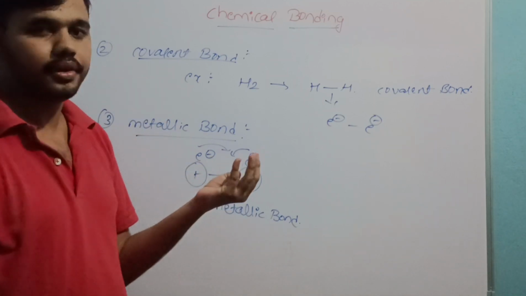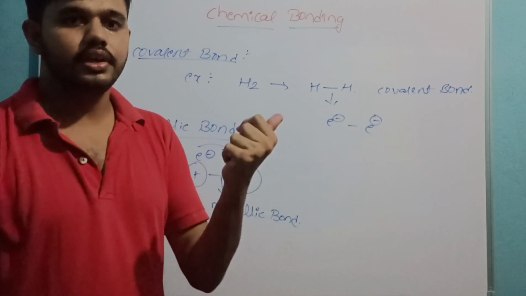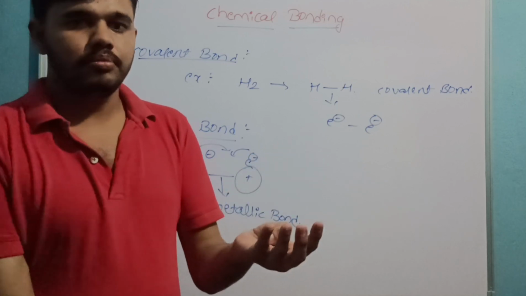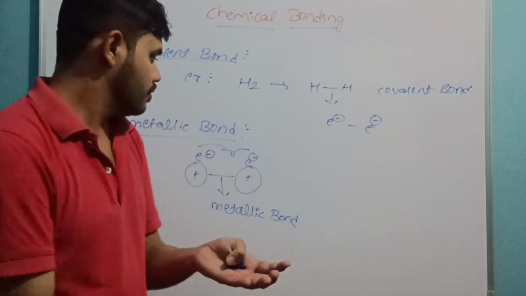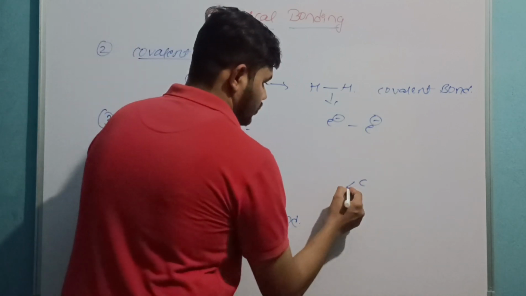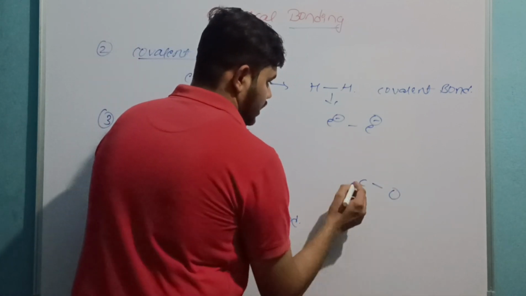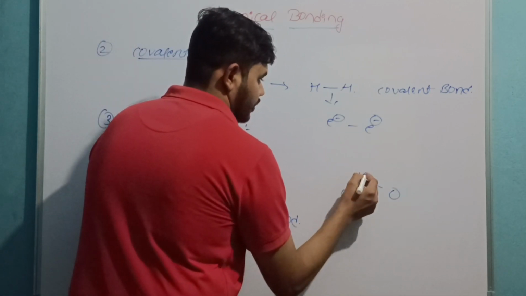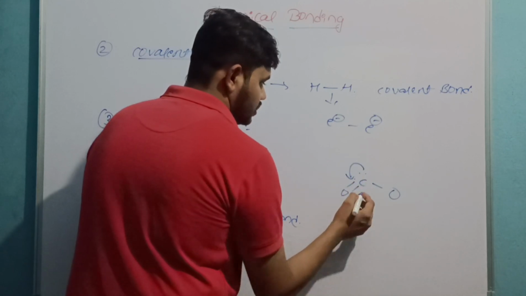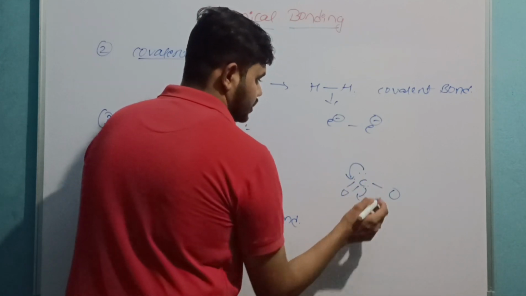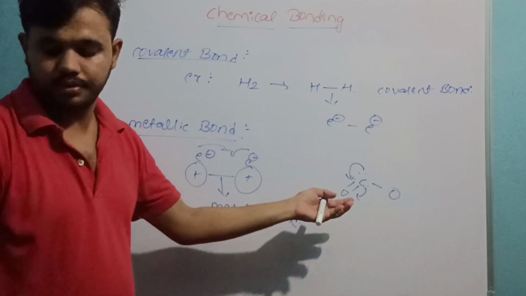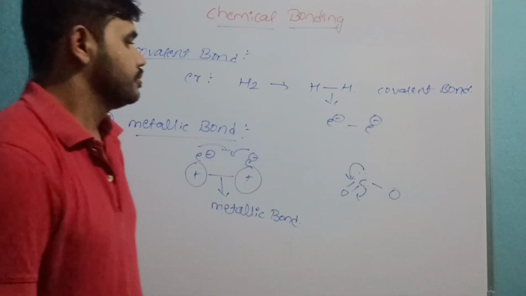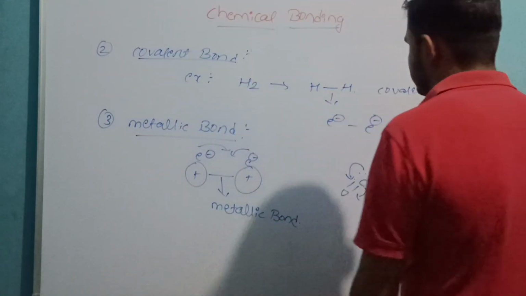Another one, coordinate bond. In a coordinate bond, one atom will donate two pairs of electrons. For example, like this, it will donate two pairs of electrons to this atom. This is the definition of coordinate covalent bond.